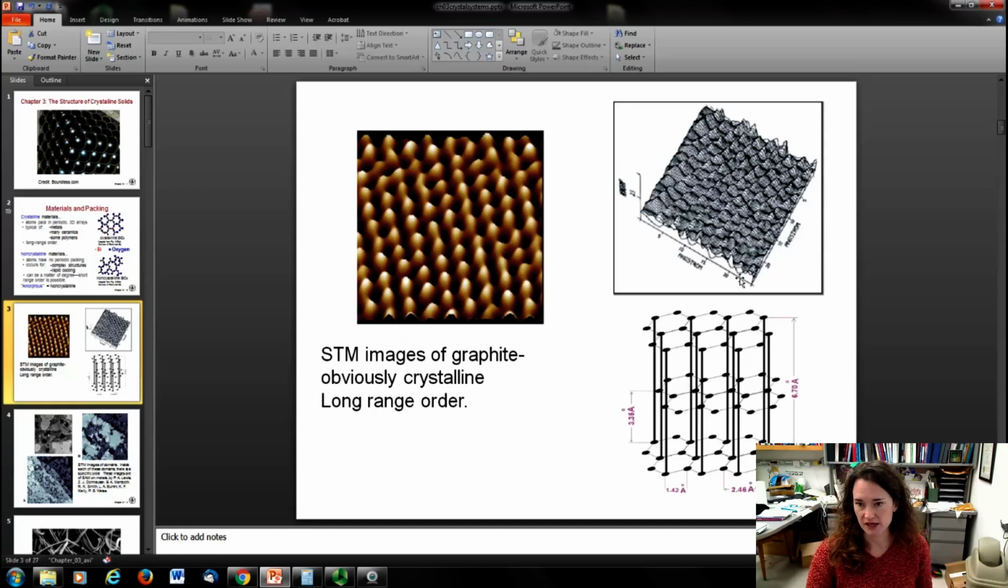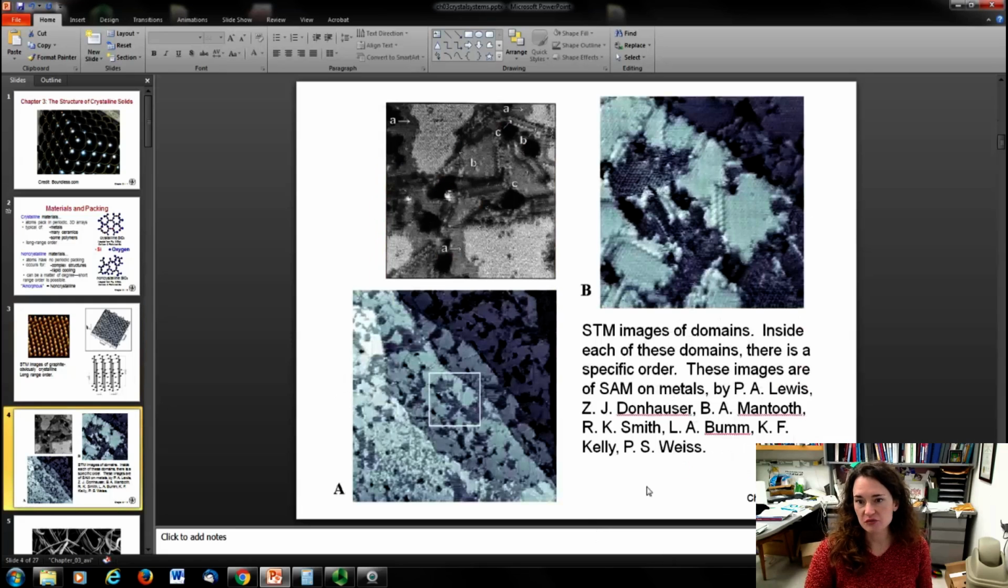And in STM, obviously, you can only see one plane. You can only see one set of atoms. But what happens is in between planes, they kind of stack like this. So you get a whole bunch of sheets that look like this, and they're stacked one on top of the other.